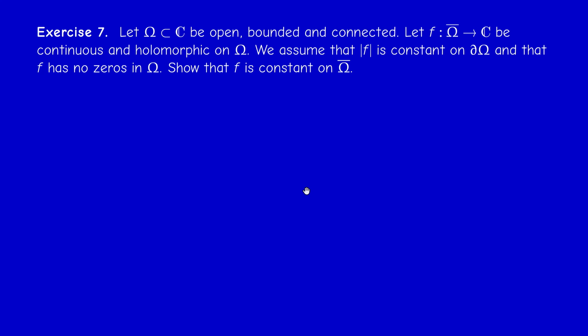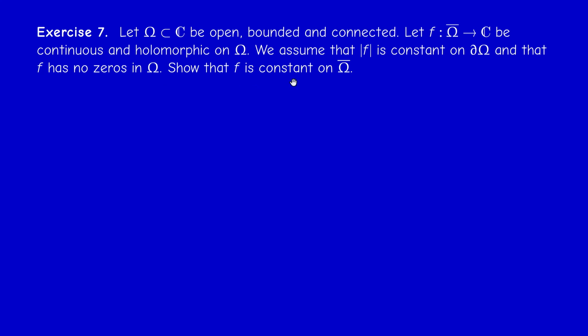Next exercise, also about the maximum principle. So consider a continuous function on the closure of an open and bounded set, which is connected, and holomorphic inside. So continuous up to the boundary and holomorphic inside. If modulus of f is constant on the boundary and f has no zeros, then f must be constant. So we have, okay, three assumptions actually. We have holomorphy, constancy on the boundary, and no zeros, so f does not vanish on omega. We must show that f is constant.